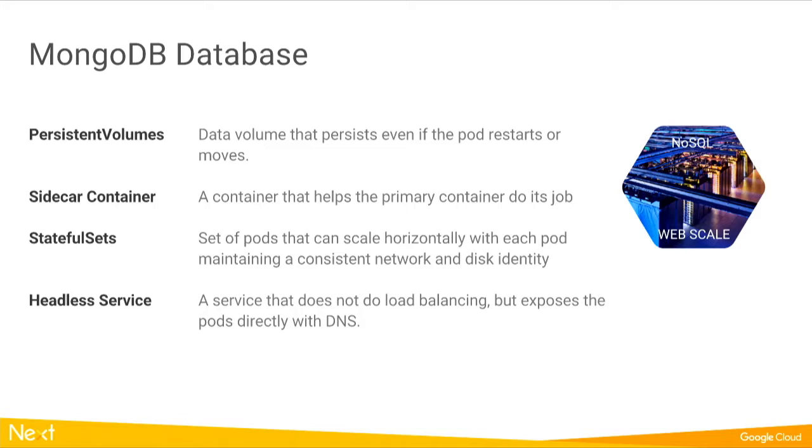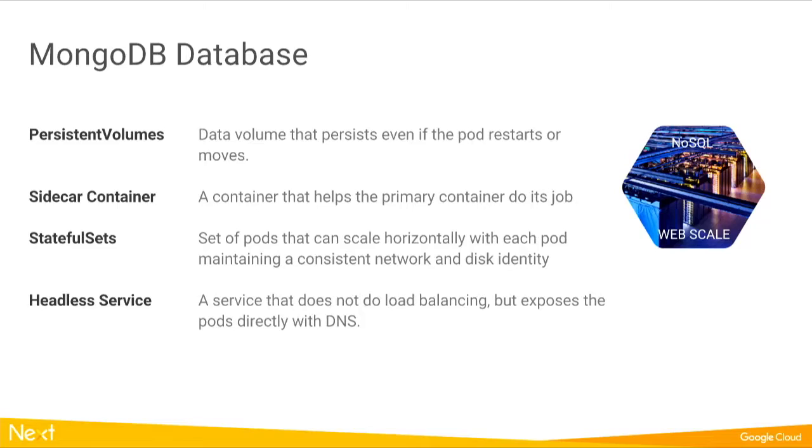So what we're going to do is use a few things that were released in the latest version of Kubernetes, especially something called stateful sets. So the first thing we're going to talk about are persistent volumes. These are data volumes that persist even if the pod restarts or moves. Then we have sidecar containers. It's basically a container that helps the primary container do its job. So we'll take a look at why we need that with MongoDB.